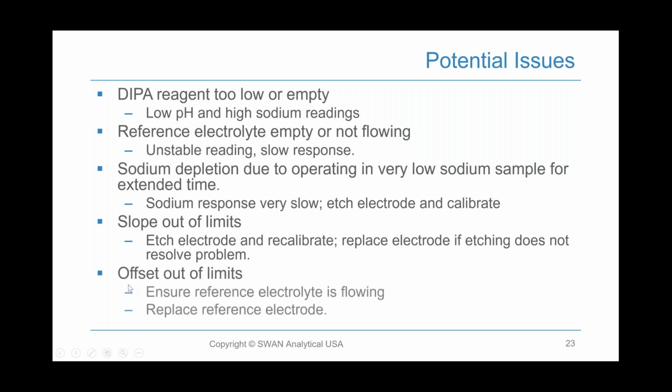If the offset is out of the limits, this is due to the reference electrode. So you need to ensure the reference electrolyte is flowing and that you have electrolyte in the reservoir. And if all of your efforts to resolve this are unsuccessful, then you will need to replace the reference electrode.